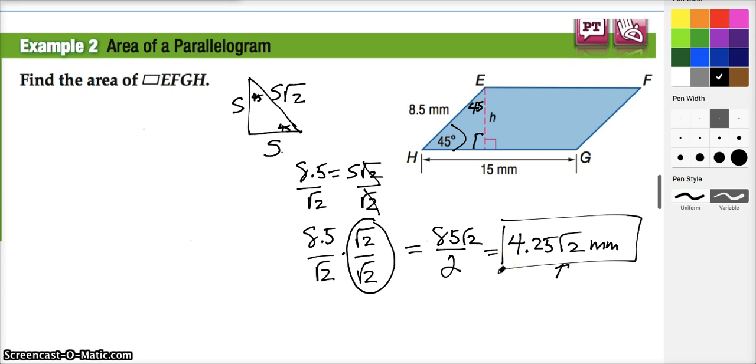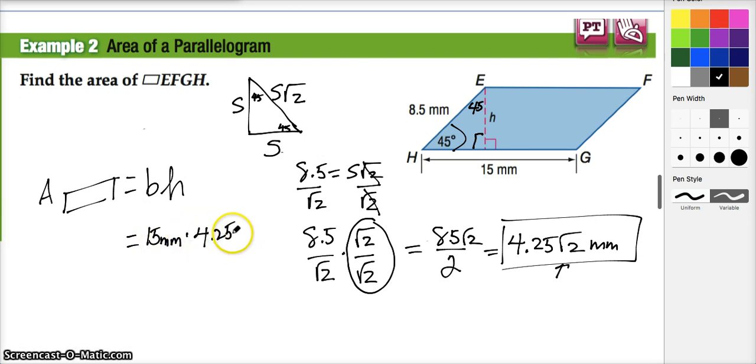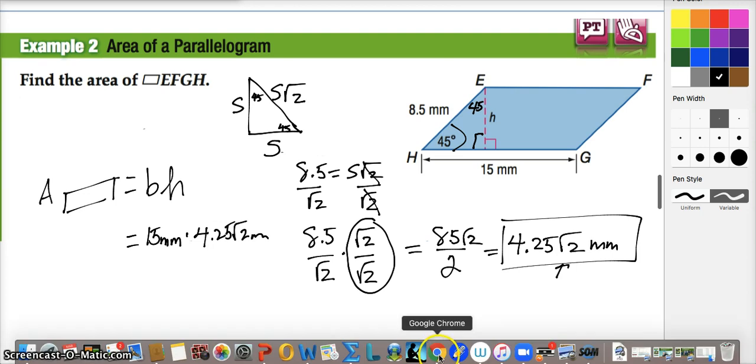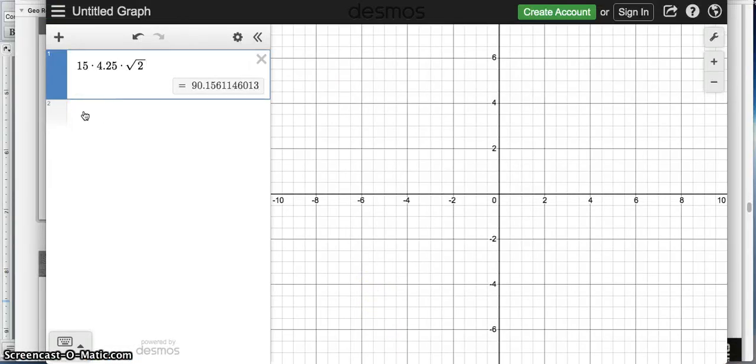So that gives me the height, but that doesn't actually give me the area. So what do I do? I've got to go back to what I know. The area of a parallelogram is equal to base times height. And that's what I'm going to play off of here. So the base is 15 millimeters. And the height we just calculated as 4.25 times the root 2 millimeters. And now that I've got to multiply this stuff, I think I will pull out my calculator and use it. So I'm going to head over to Desmos, and here I have 15 times 4.25 times the square root of 2, and I get 90.156.